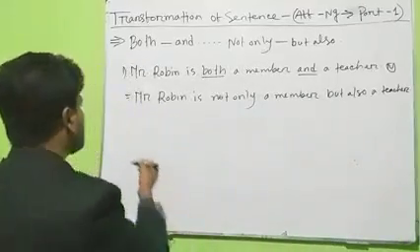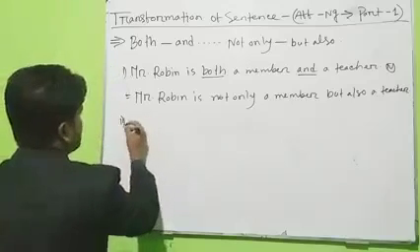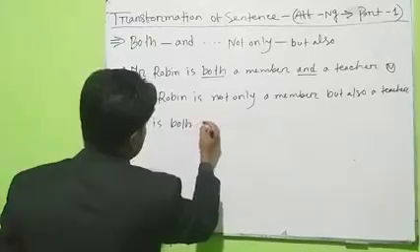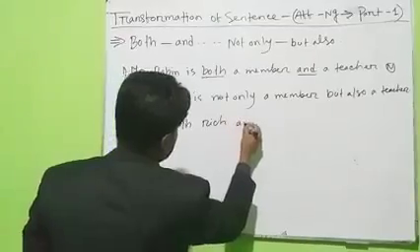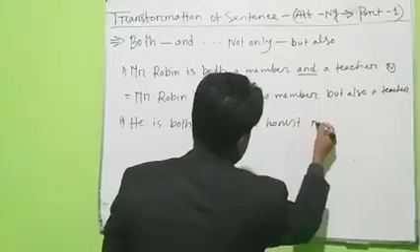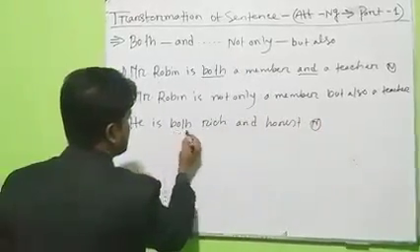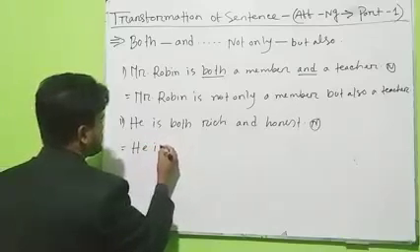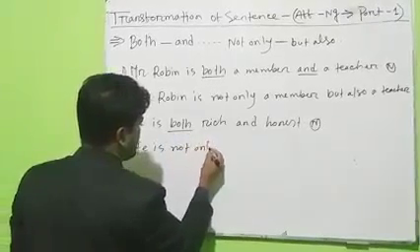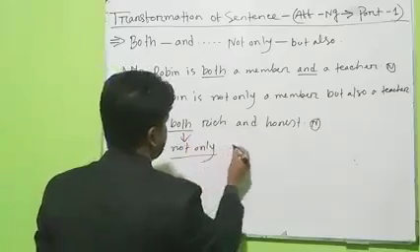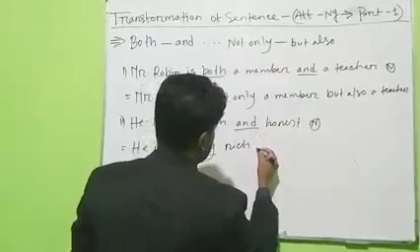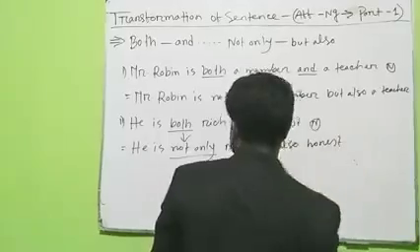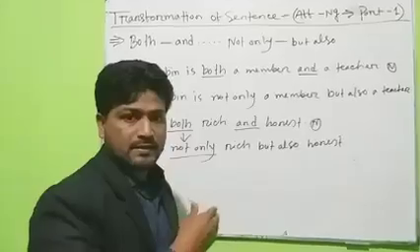Okay, dear learners, now let's go to example number 2. He is both rich and honest. You have to make it into negative. Okay, dear learners, here we see the word both, and to make it into negative you have to use not only instead of both. Not only rich, and instead of and you have to use but also to make it into negative, but also honest. Okay, in this way you have to make this kind of affirmative sentence into negative.